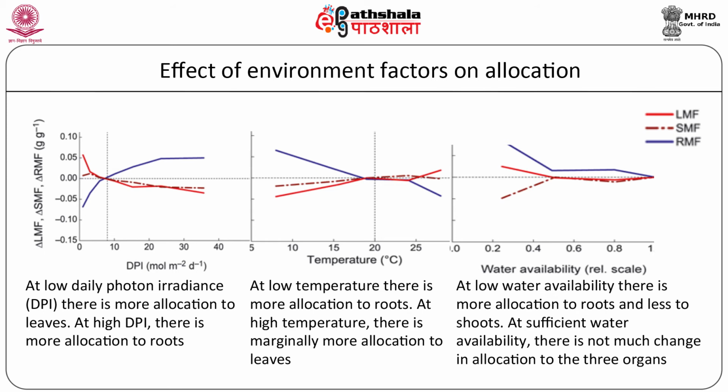Similarly, at lower temperature, allocation to the above ground organs decreases while that of root increases. When water availability is low, the above ground part of the plant stops growing. Allocation to roots, however, increases so that roots can grow in search of water.